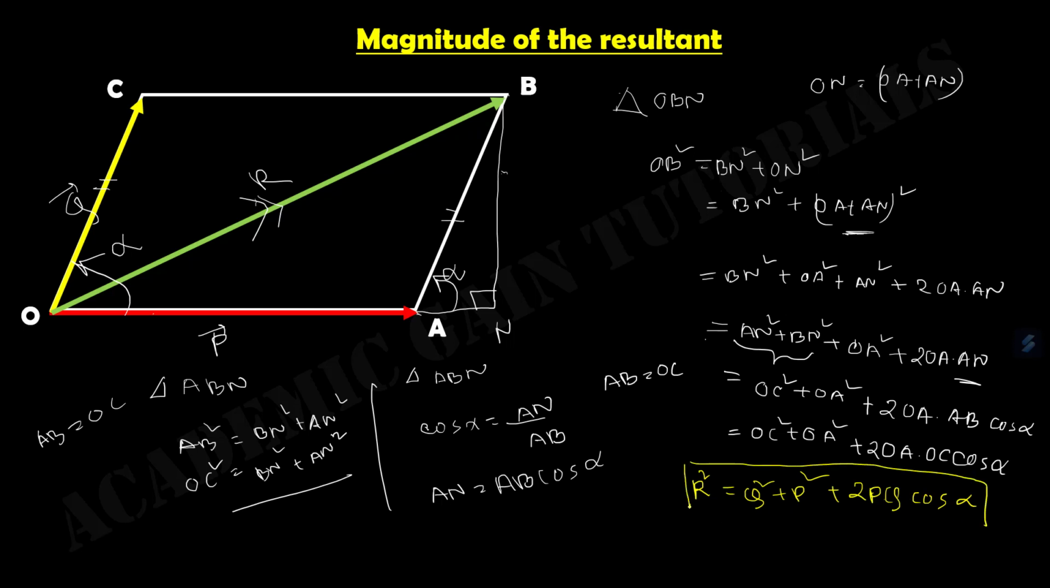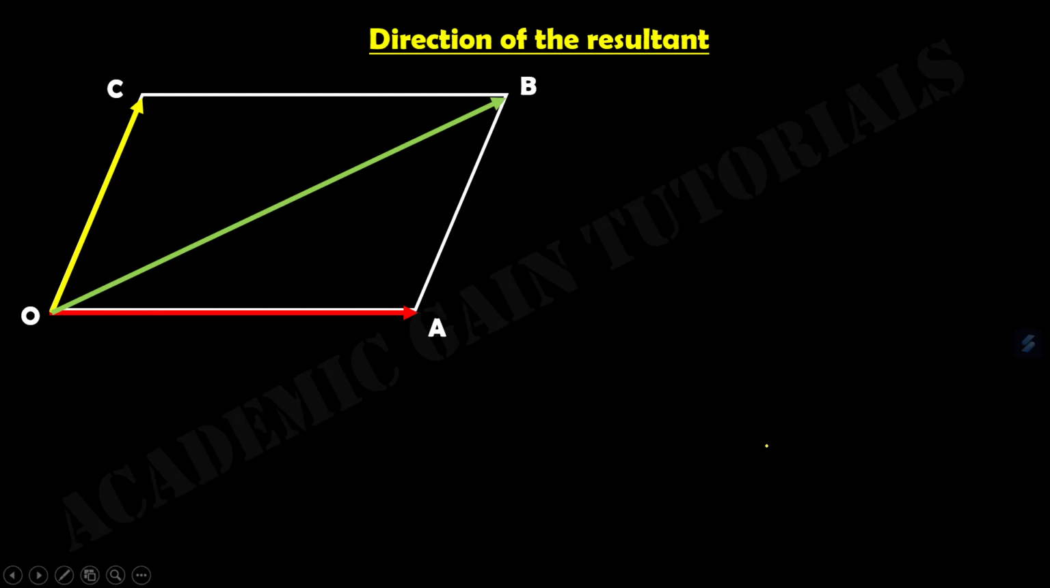So this is the formula by which we can calculate the magnitude of these P and Q vectors which are acting at the point O at the same time. By the help of this law, R square equals Q square plus P square plus 2PQ cos alpha, we can calculate the magnitude of this resultant vector R. Now let us find out the direction of this resultant vector.